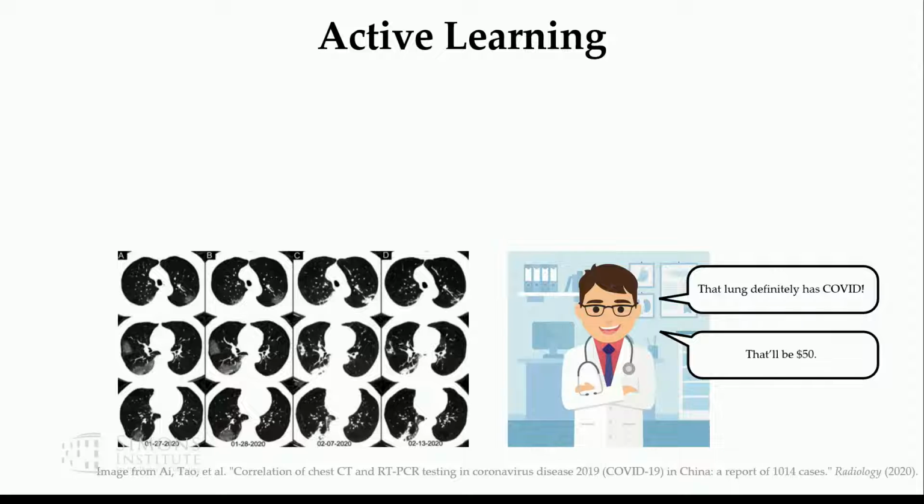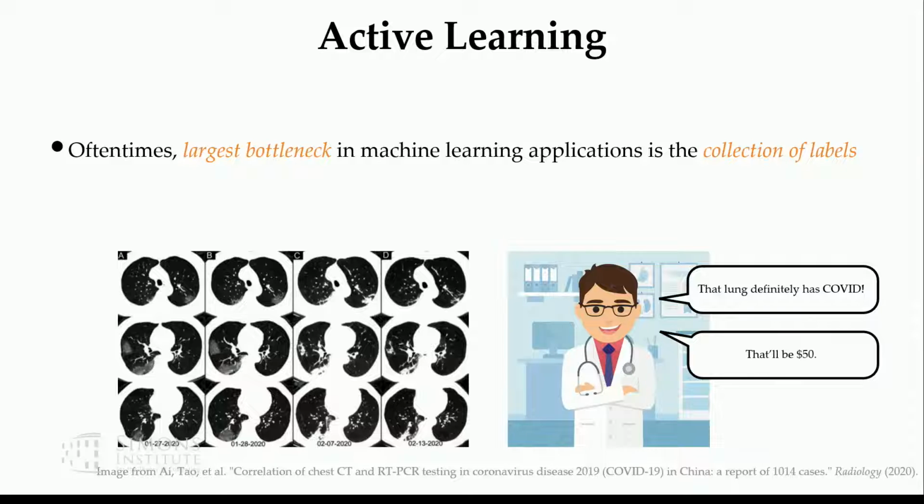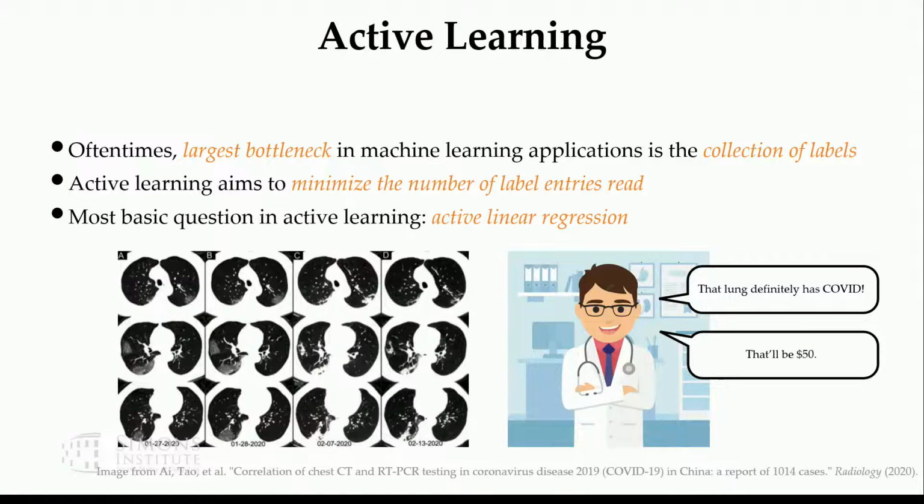In general, the idea behind active learning is that oftentimes the largest bottleneck in machine learning applications is the collection of labels. They don't necessarily need to be costly. It could be that you need to feed an input through a very complicated model just to get the corresponding label. And so active learning aims to minimize the number of label entries that are read. And one of the most basic questions in active learning is active linear regression, which is what we're going to focus on in this talk.